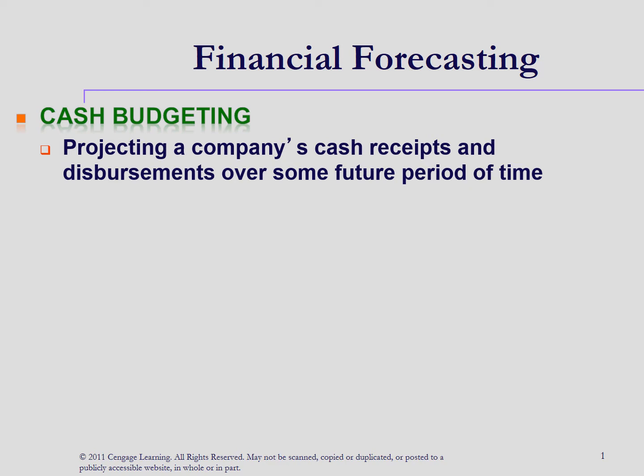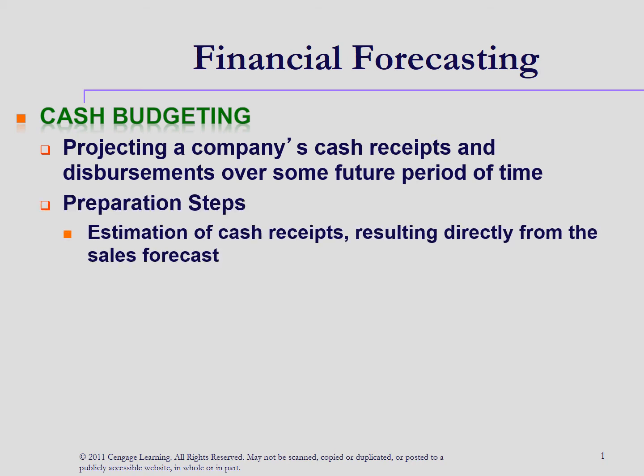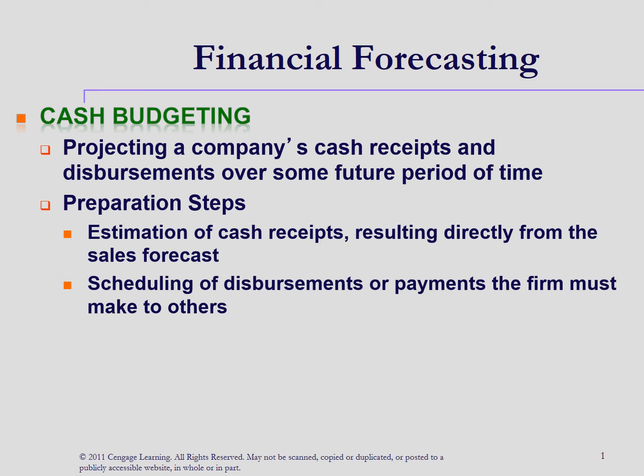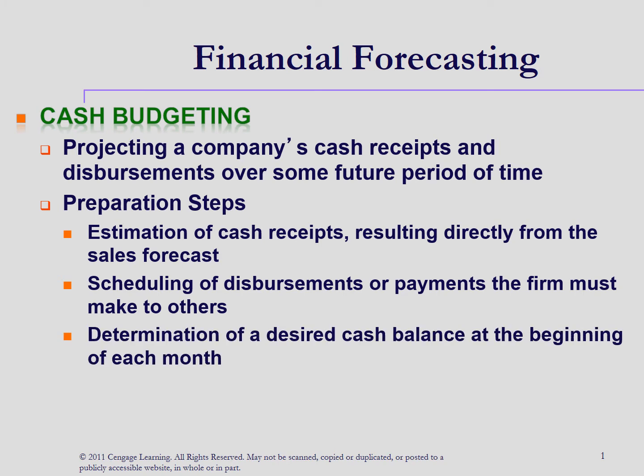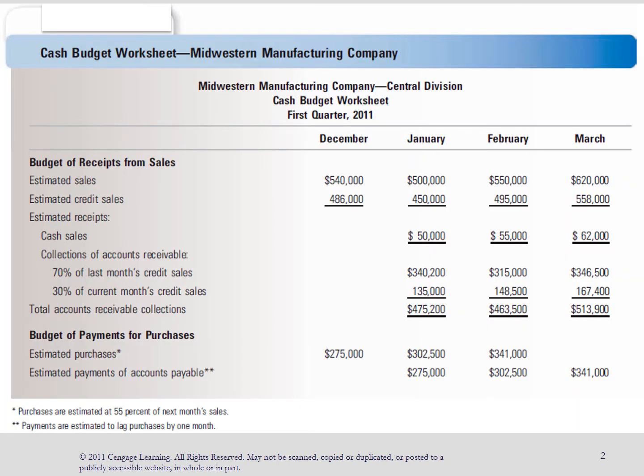Steps of preparing cash budgets are: estimation of cash receipts resulting directly from sales forecast, scheduling of disbursements or payments the firm must make to others, determination of a desired cash balance at the beginning of each month. This cash budget worksheet provides information with estimation of receipts from sales and scheduling of payments for purchase.